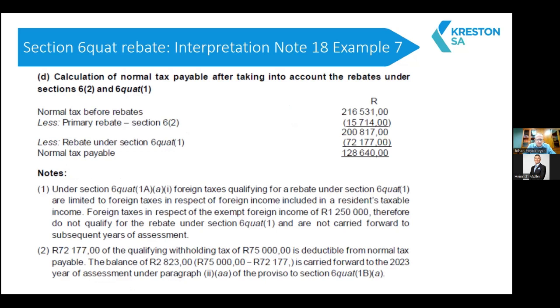All right. So under section 6quat(1)(a), foreign taxes qualifying for rebate are limited to the foreign taxes in respect of foreign income included in the residence taxable income.